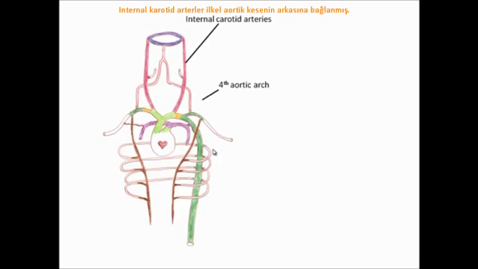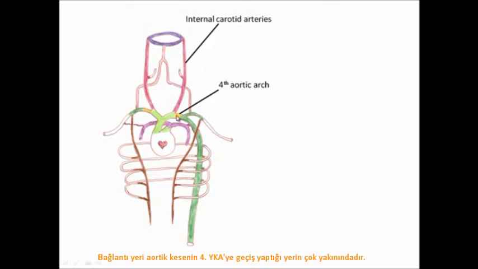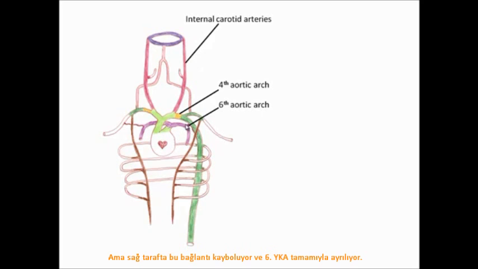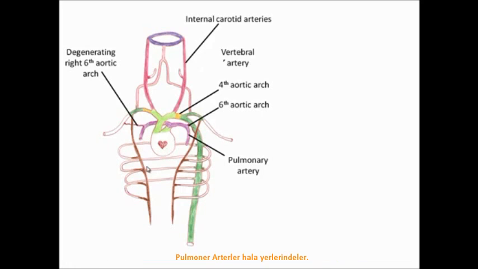Internal carotid arteries are connected back to the early aortic sac. Just past there is the fourth aortic arch. On the left, it forms part of the arch of the aorta. Sixth aortic arch is forming the pulmonary arteries, but on the left, it retained its connection to the dorsal aorta. That's going to be the ductus arteriosus. But this little strip between the dorsal aorta and the sixth arch degenerates on the right side and separates completely. Pulmonary arteries are still there.